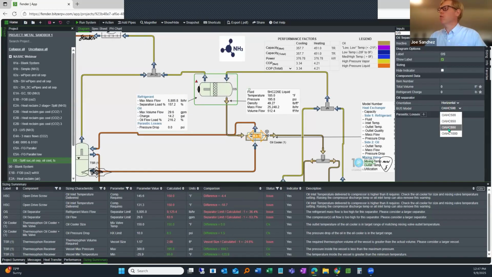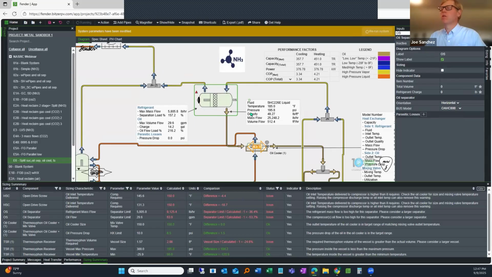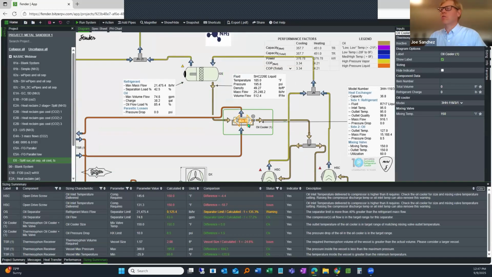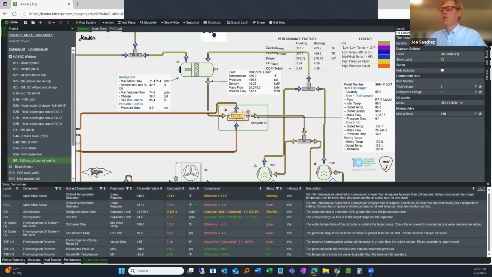We're going to increase the size of the separator. And also we'll look at this mixing valve temperature, and it looks like we need 131 and 145. So I'll make it set for 130. Okay. And now it's telling me that my mixing valve temp is not able to keep up.